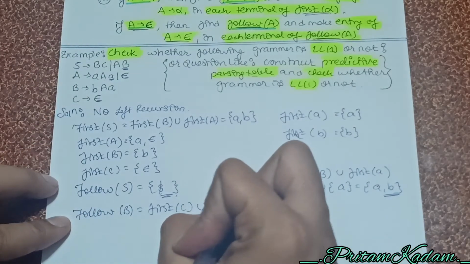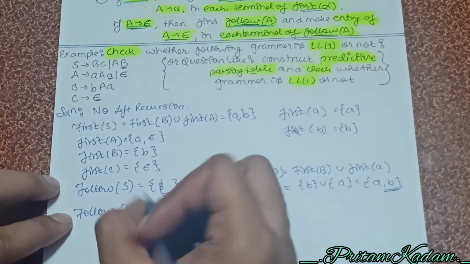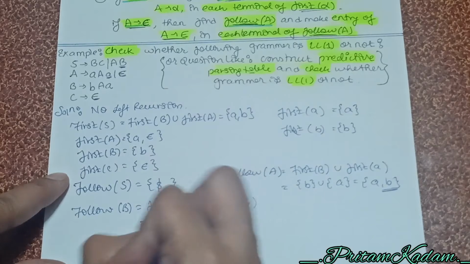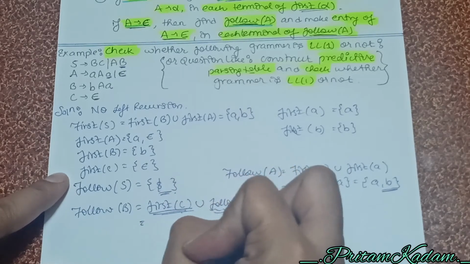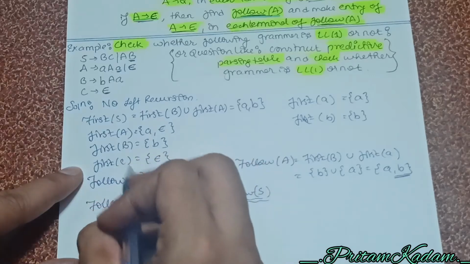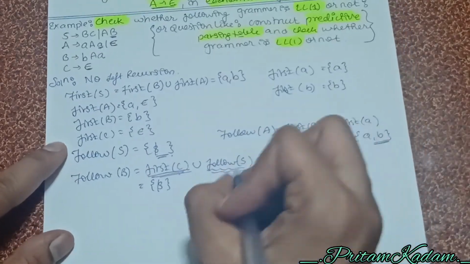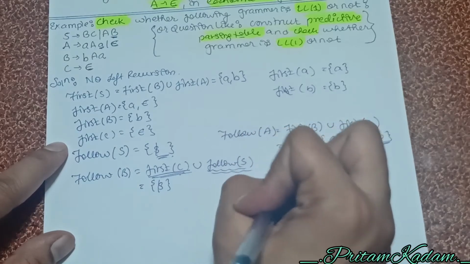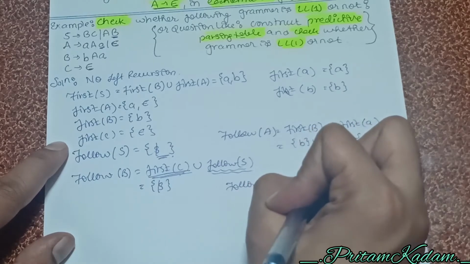Okay, and if you don't know why I did this, then you should go watch my video on first and follow for sure. Okay, so first of C is epsilon, as we have found it earlier, and then follow of S is dollar. So I will write only dollar because we don't write epsilon in the follow part. Now let us find the follow of C.